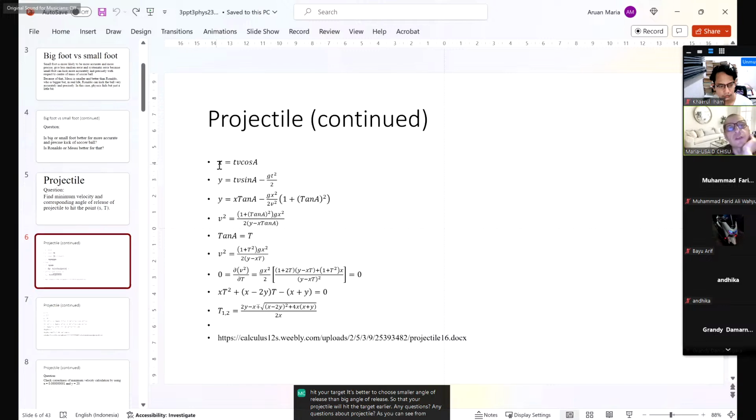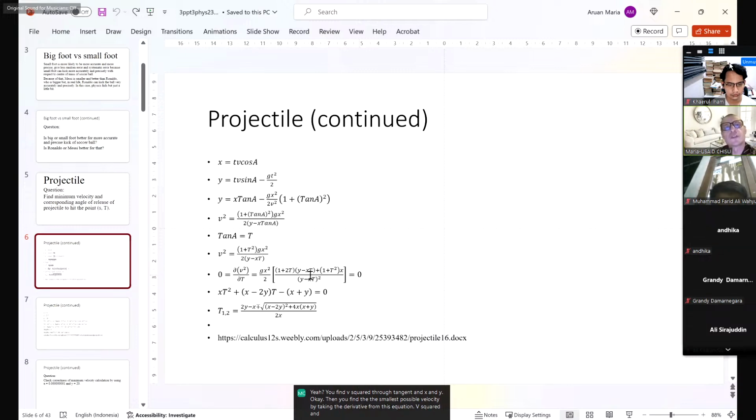As you can see from slide 6, your x is given at any time t, and your y is given at any time t. You can express y through x, this equation, and from here you can find v squared, from this equation of y and x and tangent a. You find v squared through tangent and x and y. Then you find the smallest possible velocity by taking the derivative from this equation, v squared, and equating it to 0.